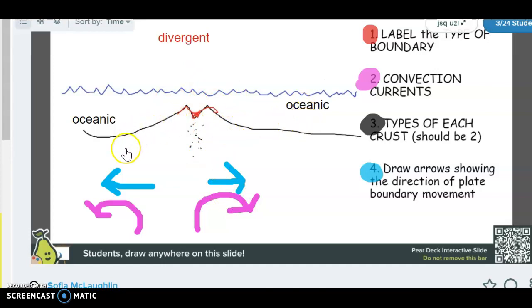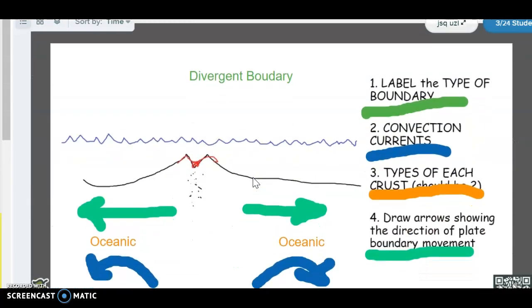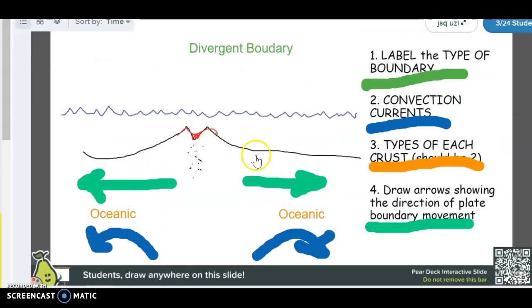So we have oceanic plate and another oceanic plate. We have our convection currents going away from each other, so the plates are then going away from each other. That's correctly done. Again, this one here looks nice. The arrows are matched up between the convection current and the plate motion.